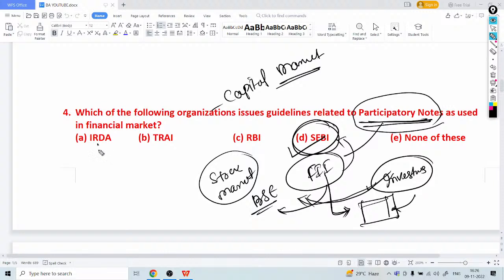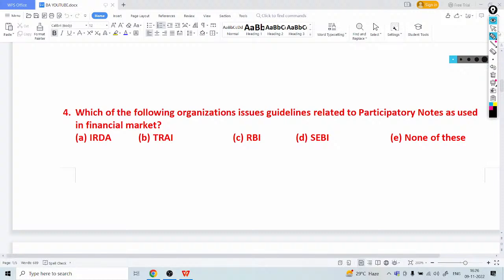Okay, IRDAI. IRDAI is the regulator of the insurance sector in India. It was established in the year 2000. TRAI is the Telecom Regulatory Authority of India, and the Reserve Bank of India is the money markets regulator in India. Got it? Let's go to the next question.